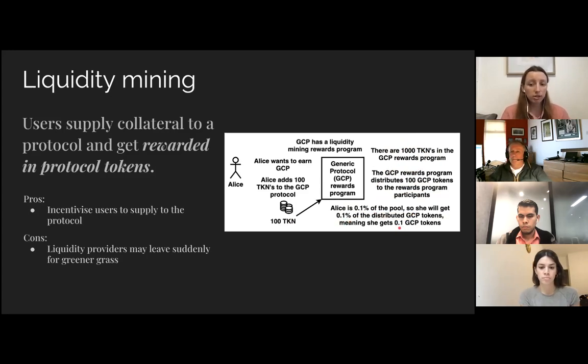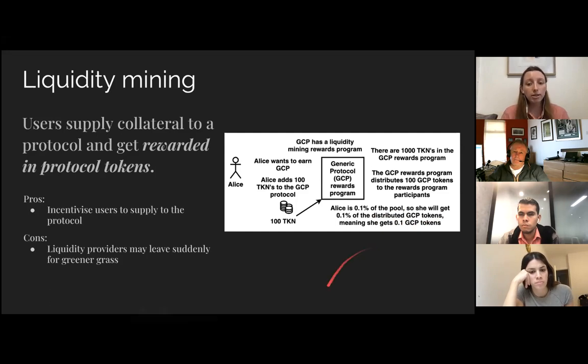So she's only going to get 0.1 tokens from the liquidity mining, right? So this is great because it incentivizes people to provide liquidity to pools. For example, a lot of AMMs do liquidity mining because they want your liquidity in their curve, because then it's a deeper curve and the price is more accurate.